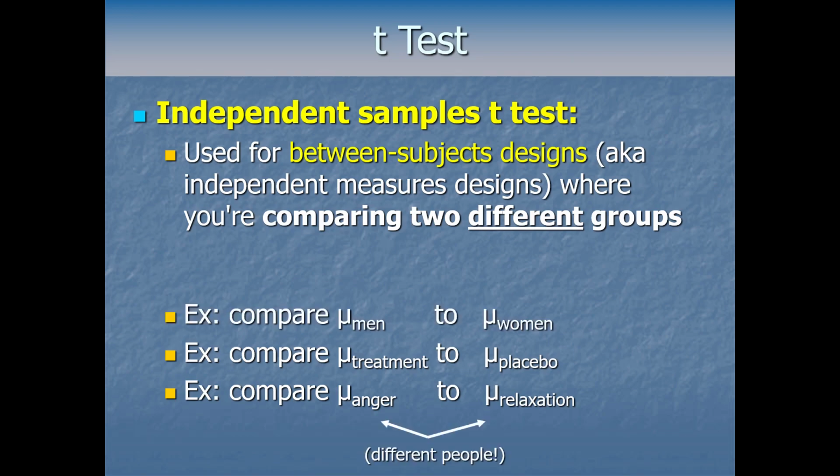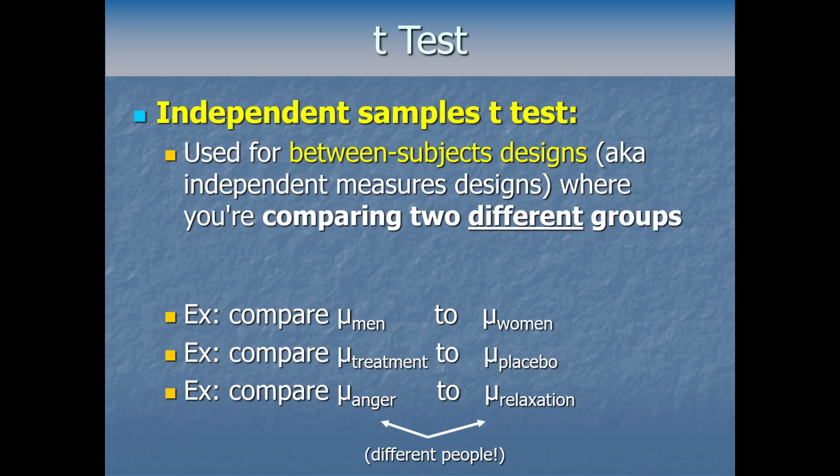Or maybe you want to compare two pre-existing groups, like men versus women. That would also use an independent samples t-test. So it's not just for experimental designs that are between subjects, but also for totally correlational studies where you want to compare two groups on some numerical variable. The point is, those two groups are distinct sets of people. Each person is only in one group. Each person is only in one condition.